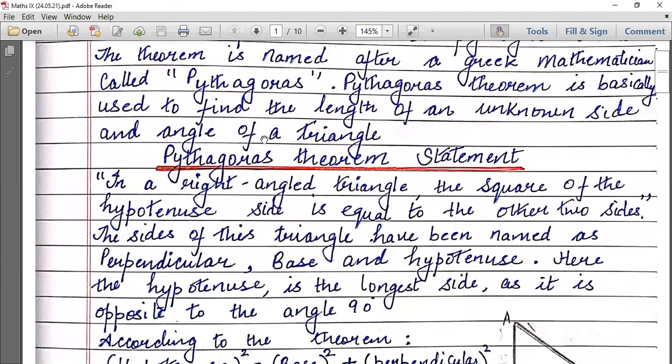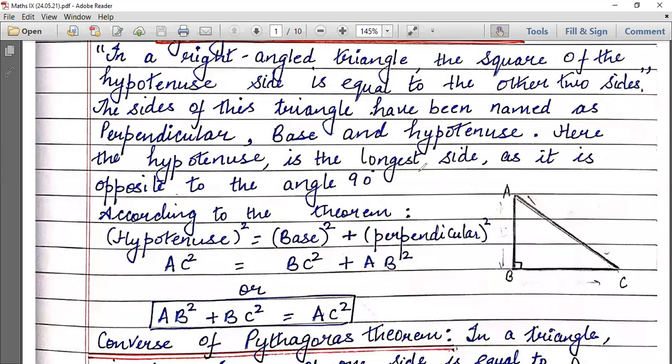Now, children, if we are given a right angle triangle, then the square of the hypotenuse side is equal to the sum of the squares of the other two sides. Okay, so what is your Pythagoras theorem? You can see in your picture, if you have a right angle triangle, then the square of the hypotenuse is always equal to the sum of the squares of the other two sides.